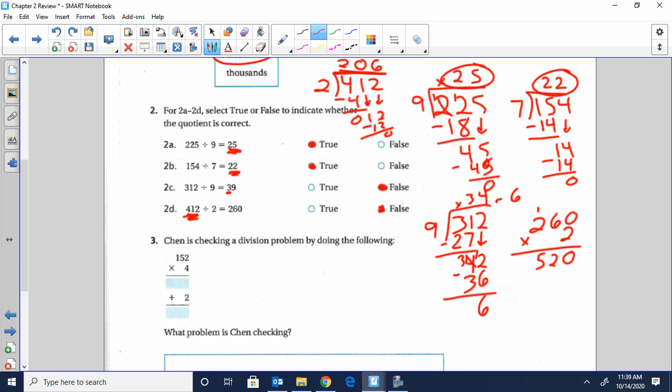So on these, you can use division to check, or you can also use multiplication by taking your quotient times the divisor to see if you get the dividend, which is what you started with.